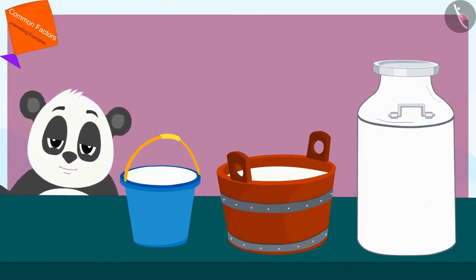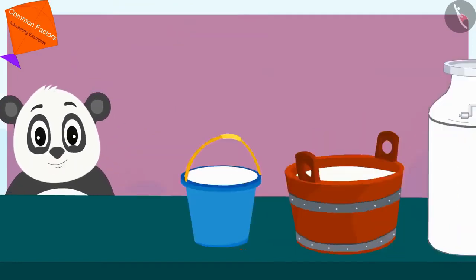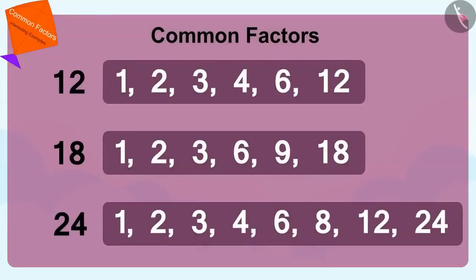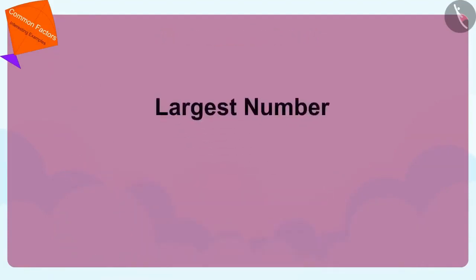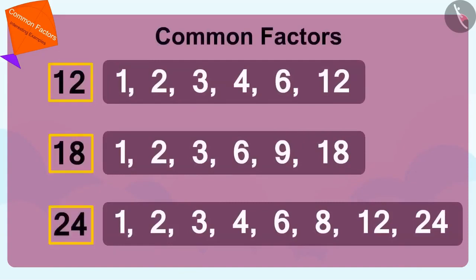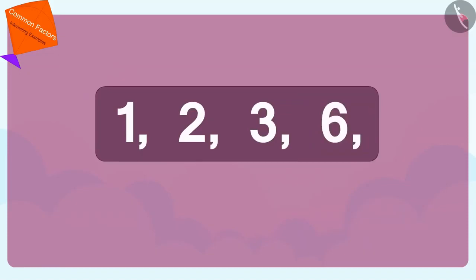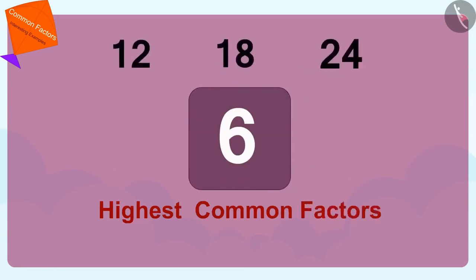And the largest of these is a capacity of 6 liters. So we can definitely measure the milk filled in these utensils with a 6-liter vessel, thought Golu. Children, out of the common factors of numbers, the largest number is called the highest common factor. Out of all the common factors of 12, 18 and 24, 6 is the largest. Therefore, we can say that 6 is the highest common factor of 12, 18 and 24.